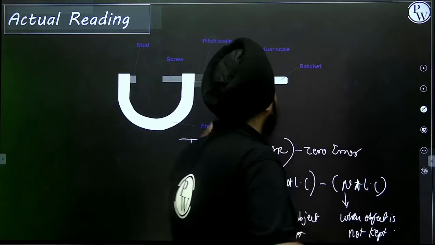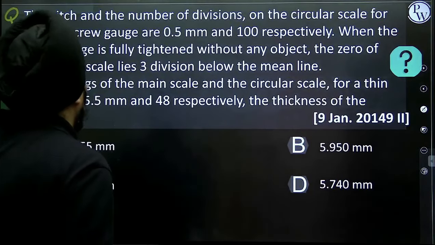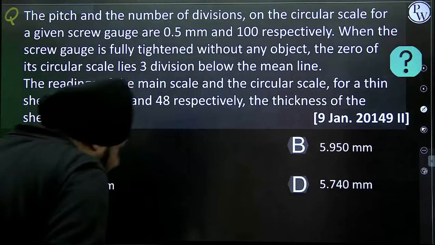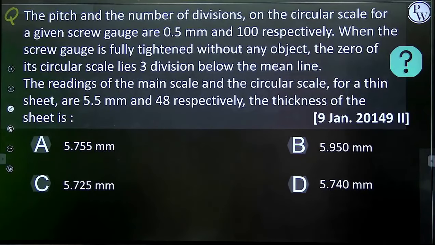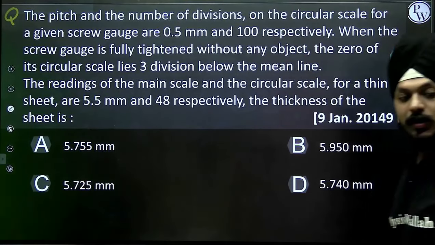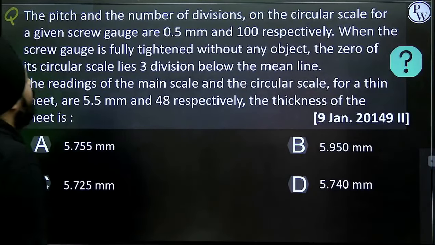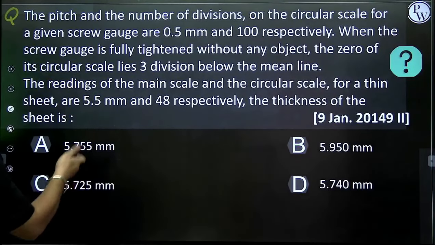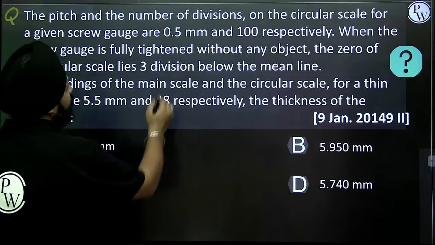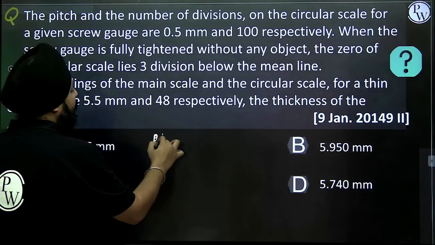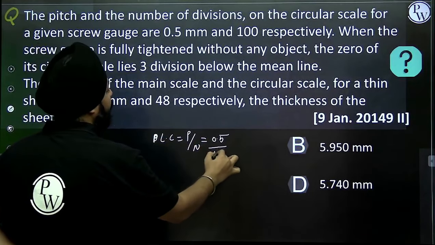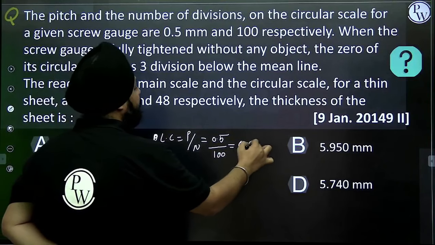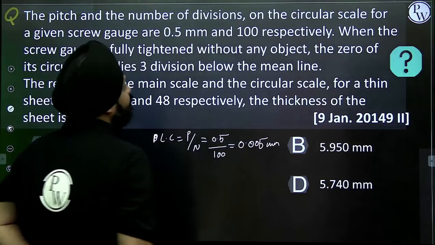Now, let's move on to the first sum. The pitch and the number of divisions on the circular scale are given. It's a very simple thing. The pitch is 0.5. Directly we calculate pitch divided by number of divisions: 0.5 divided by 100. So that is 0.005 mm.